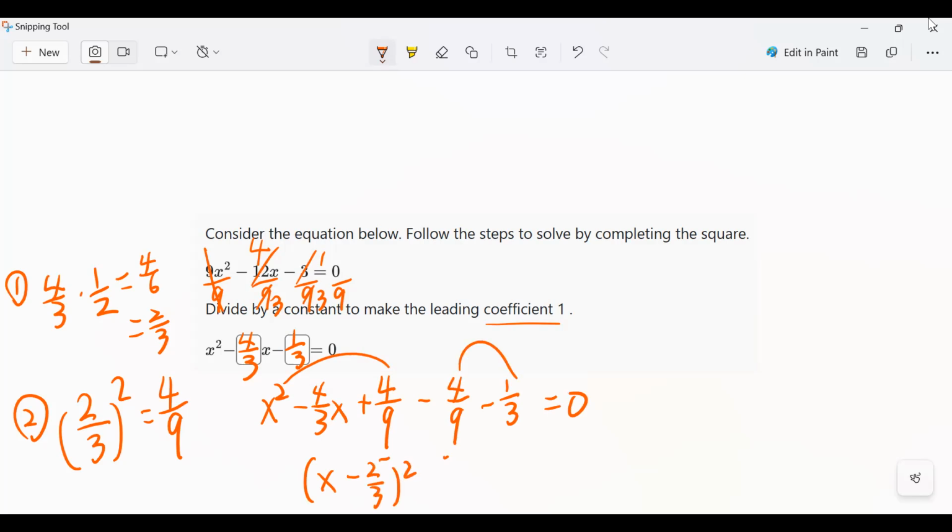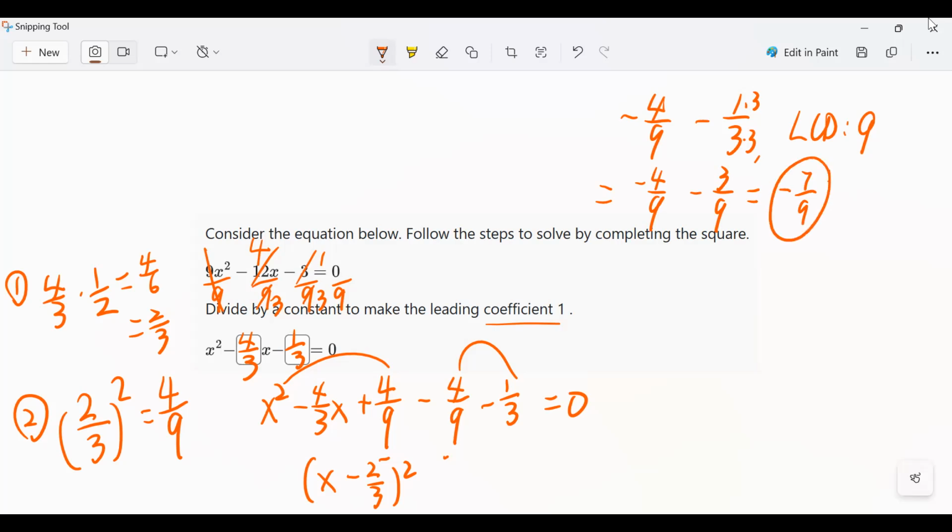For those two, we're going to combine them. Minus 4 over 9, minus 1 over 3. LCD is 9. So you're going to multiply the second fraction by 3 here. Minus 4 over 9, minus 3 over 9. You combine them, you get minus 7 over 9. All right, so we get an x minus 2/3 squared, and I move this to the other side, where you add 7 over 9 to both sides of the equation. Cancel that. On the right hand side, I get 7 over 9.